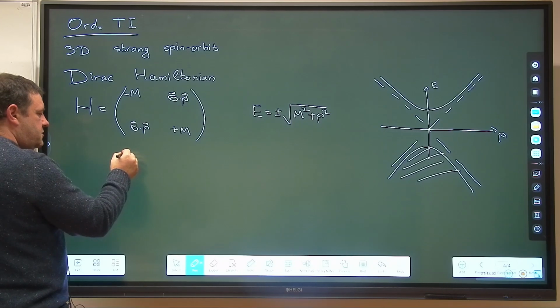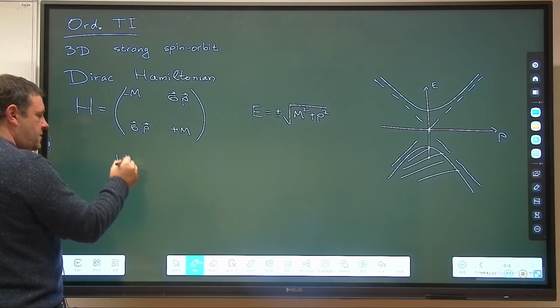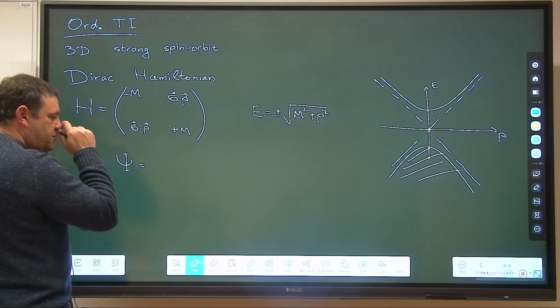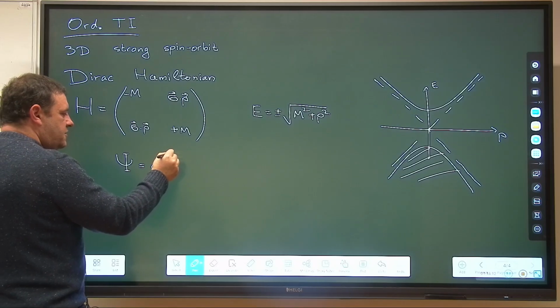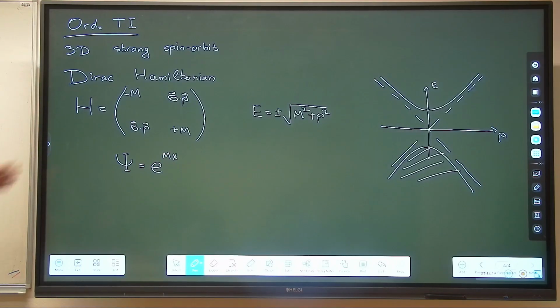Let me call it psi, with capital psi. It's my wave function. And I will say, I want a function that behaves like this, e to the m times x. It's an exponential, but it's not an imaginary, it's a real exponent. So it exponentially grows in positive x and exponentially decays in negative x. It cannot be a real eigenstate because it's not normalizable. Right? Exponentially grows. But it can have zero eigenvalue. And it will have zero eigenvalue.